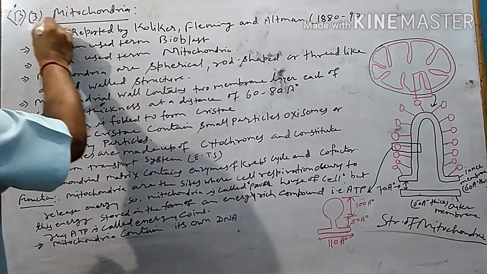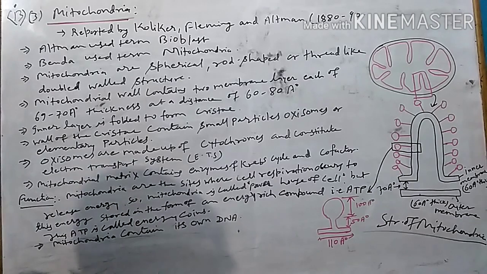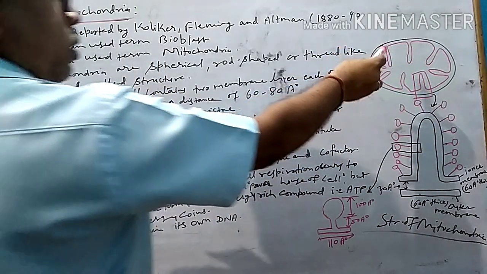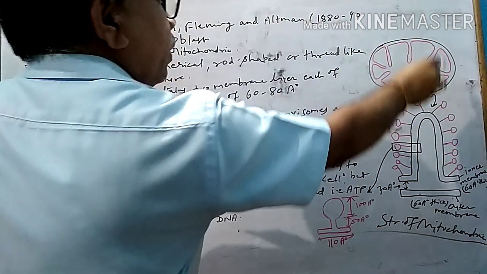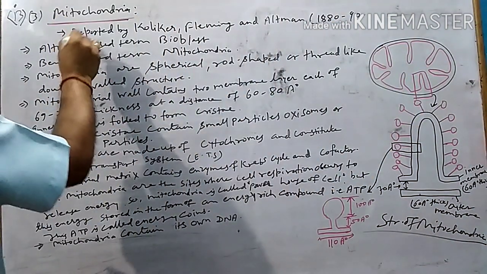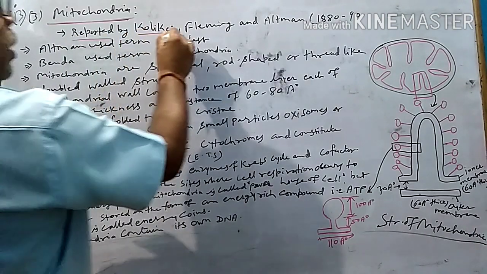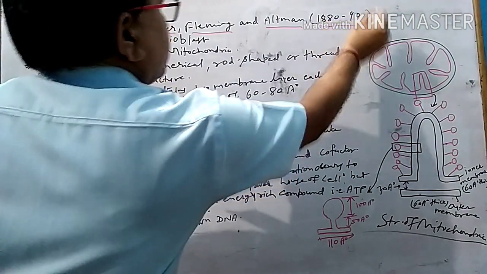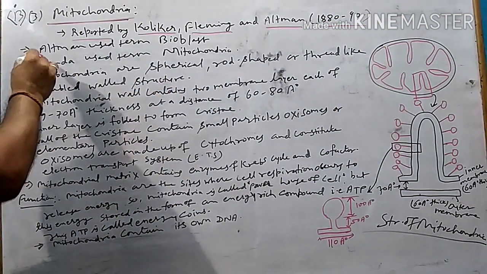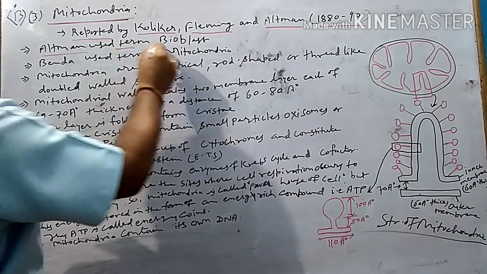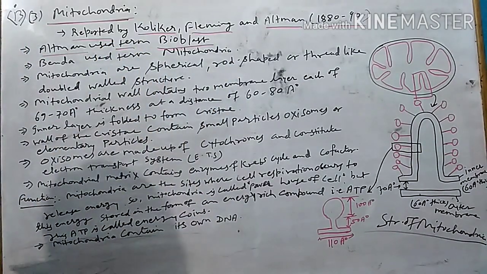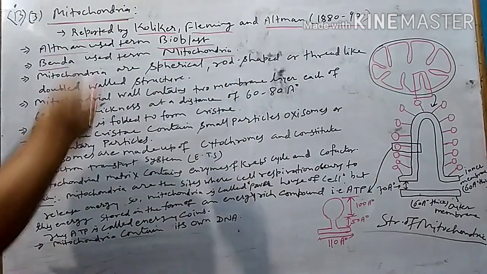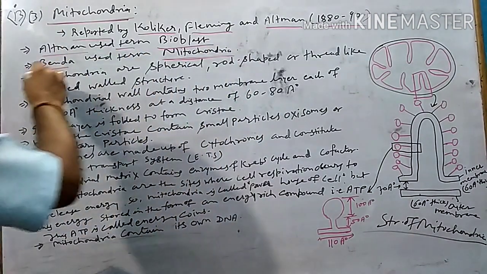Then third cell organelles, mitochondria. So this is the structure of mitochondria. This mitochondria has a double layer structure. Mitochondria were reported by Kolliker, Flemming and Altmann in 1880 to 90. Actually, Altmann used the term bioplast and Benda used the term mitochondria. The term mitochondria was coined by Benda.